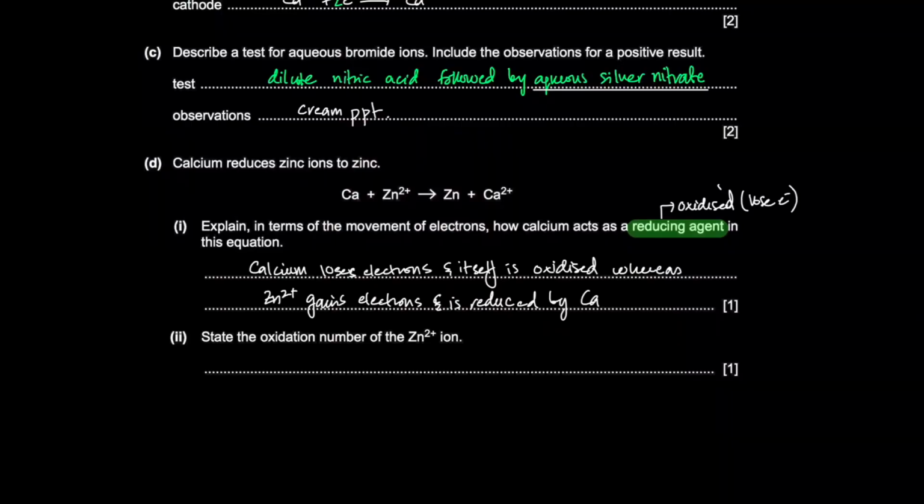State the oxidation number. Oxidation number is just the charge, so it's going to be +2, right, on the ion. All right.